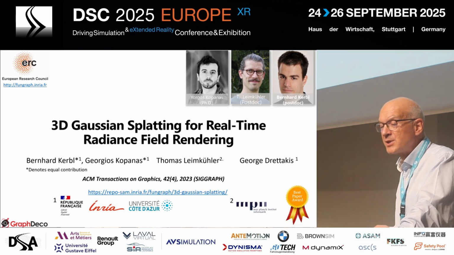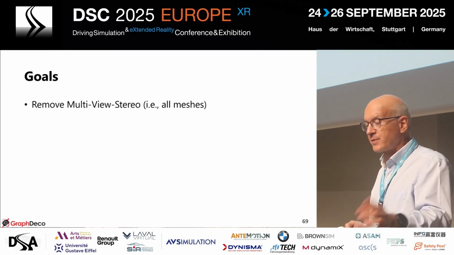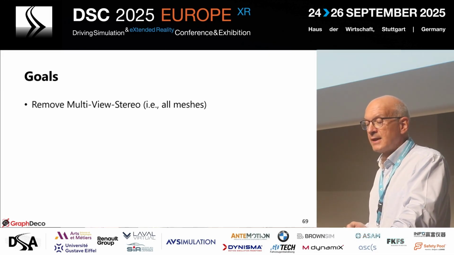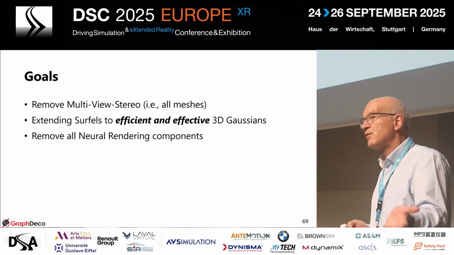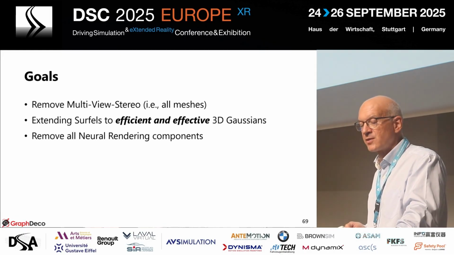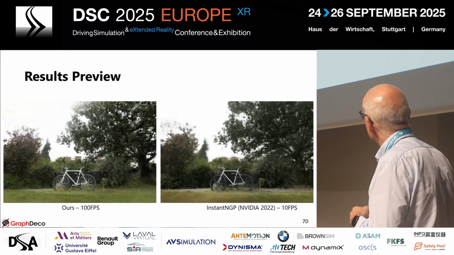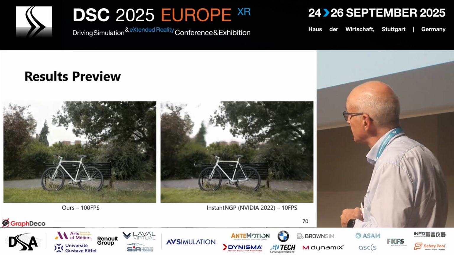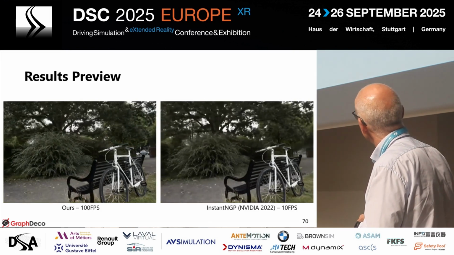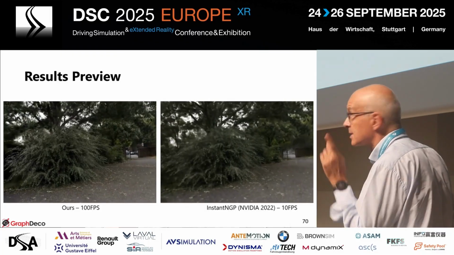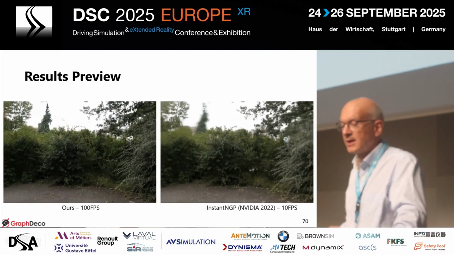So this brings us to the actual Gaussian splatting technique. The goals were to remove the meshes, multi-view stereo, move to 3D, to a primitive that is actually a 3D primitive, and remove all neural rendering components so that it will be fast, efficient, and accurate. And just as a little preview of the results, compared to the method that was presented the year before, ours was published in 2023, we can see that we were better quality overall, although the lights don't help, and we have about 10 times faster frame rate.